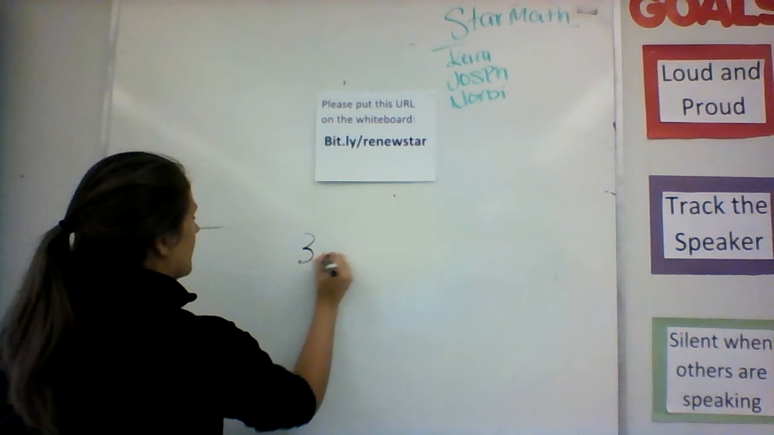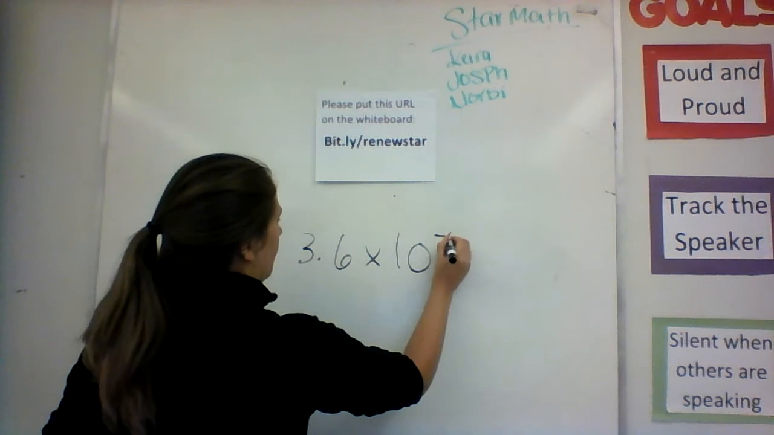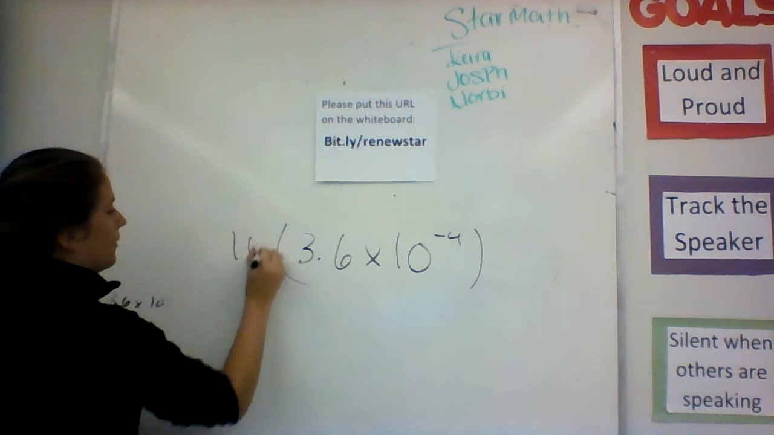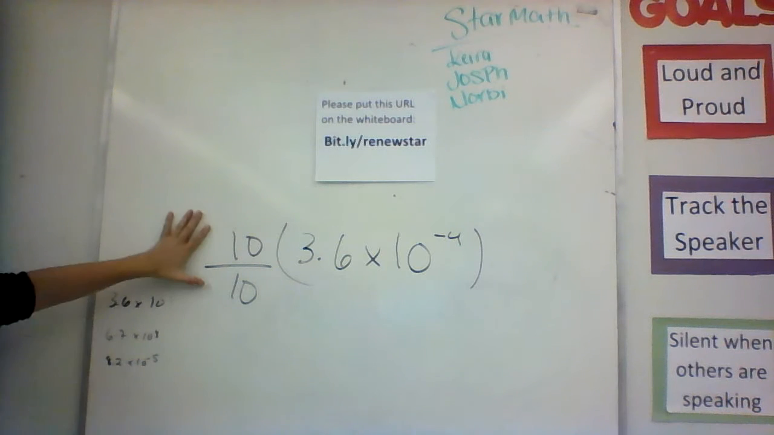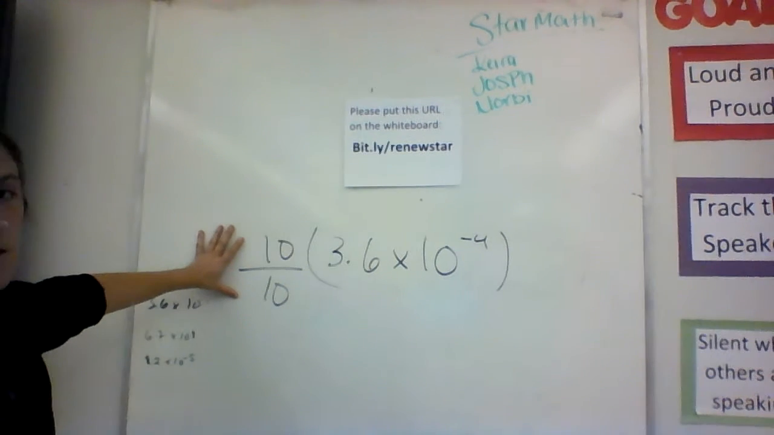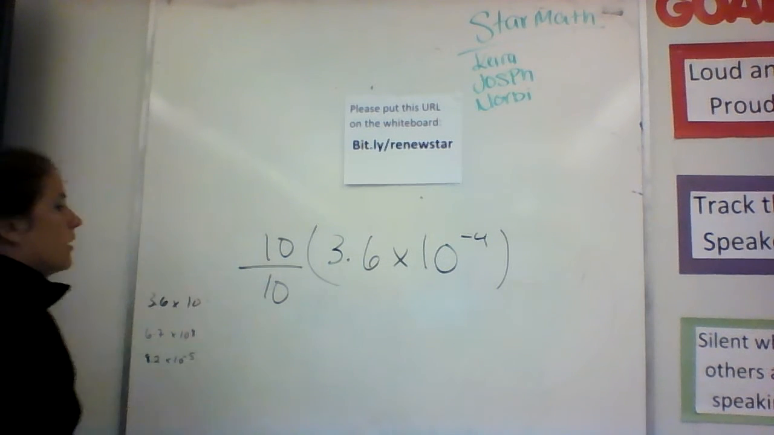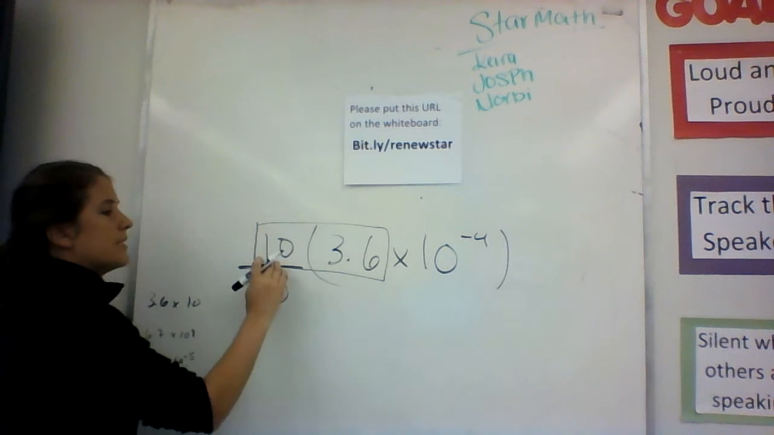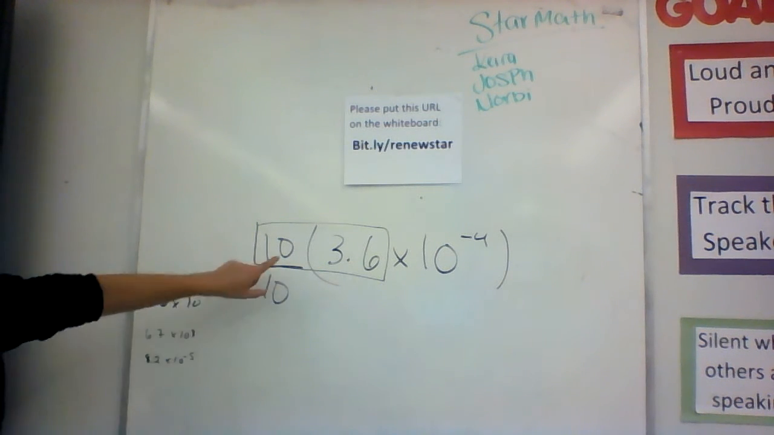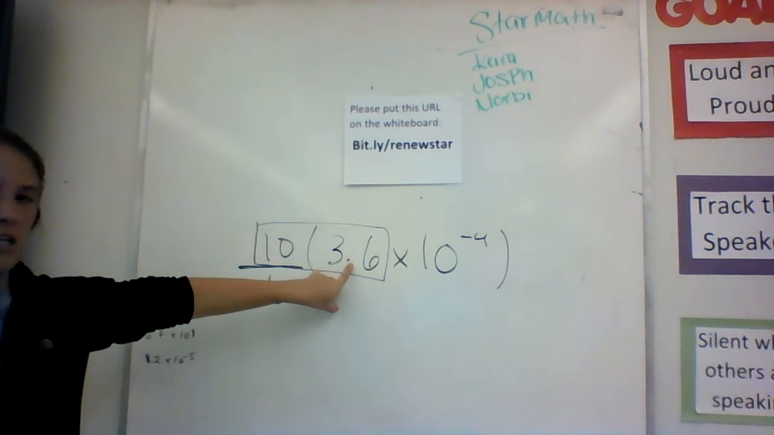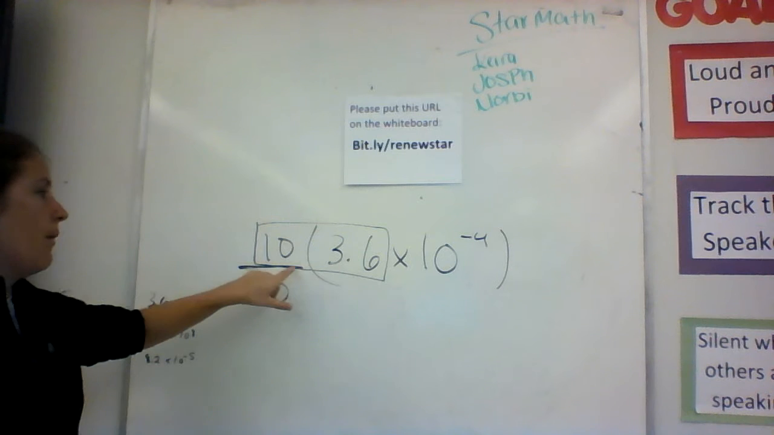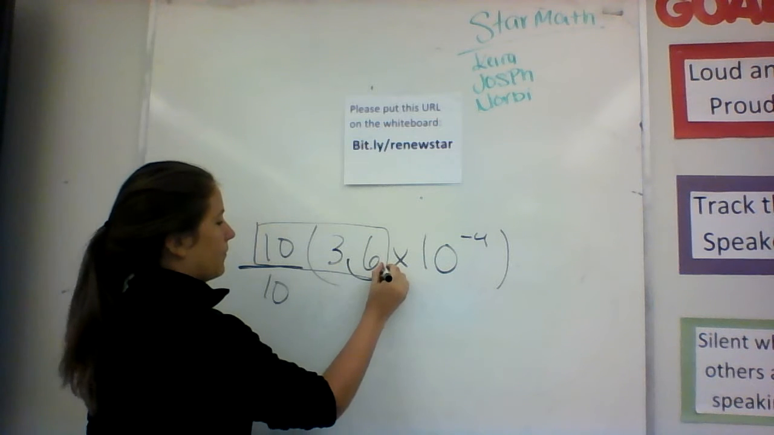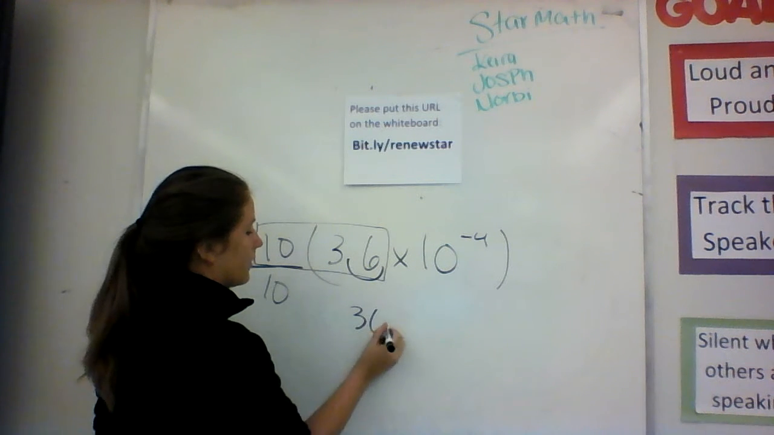I have 3 6/10 times 10 to the negative 4th. Again, I'm going to multiply this by 10 over 10. And multiplying it by 10 over 10 is the same thing as multiplying it by just 1. Let's start with multiplication. I'll do this part here. 10 times 3.6. Well, I have 1 zero, which means that this is going to change my place value 1 spot. I'm multiplying by 10, so this is going to become bigger. I'm going to move it 1 spot over. 10 times 3.6 is 36.